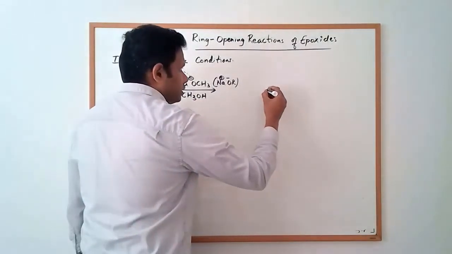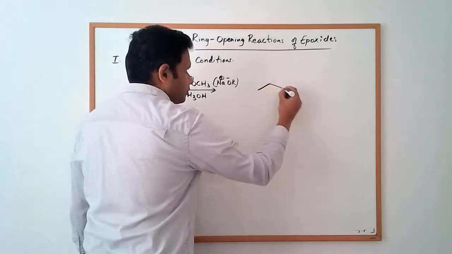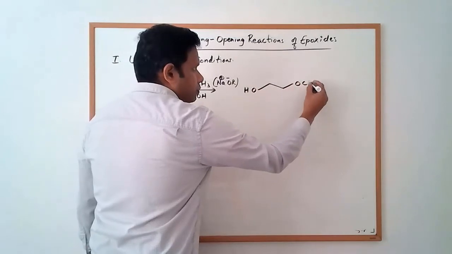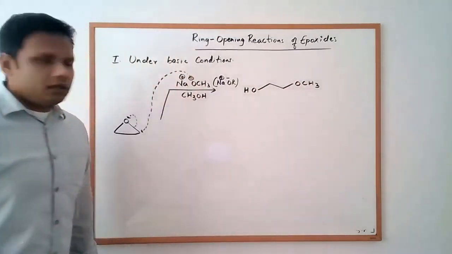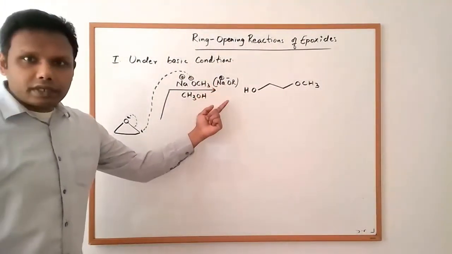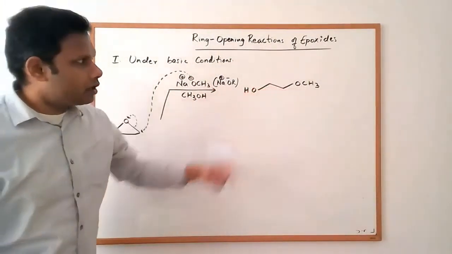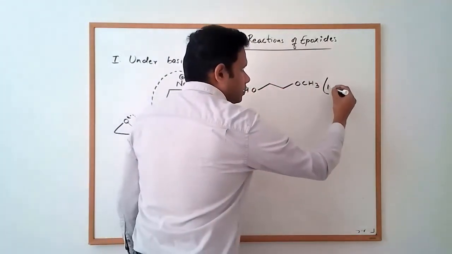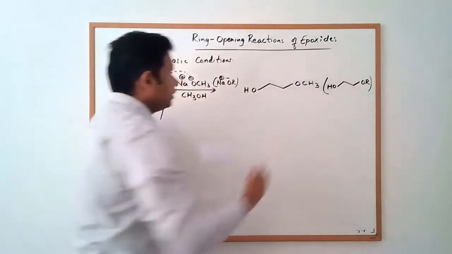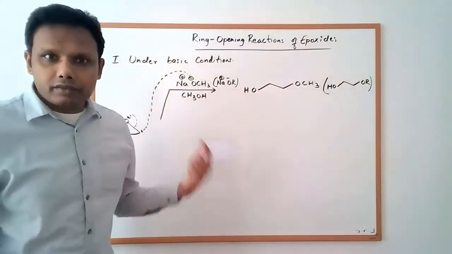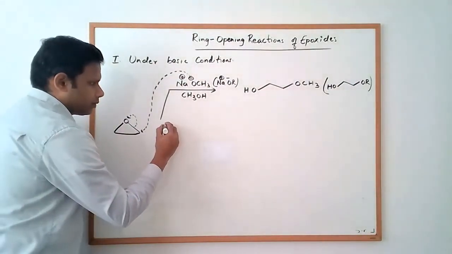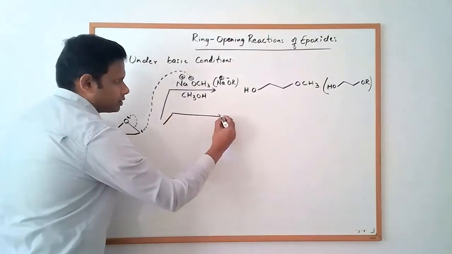So our product in the end is going to be OH and OCH3. Okay, OH and OCH3. Now, if it were a different alcohol, our product is going to be OH and OR based on what alkoxide we use. So it would change. Okay, and other possibilities, again, some nucleophiles that we've seen.